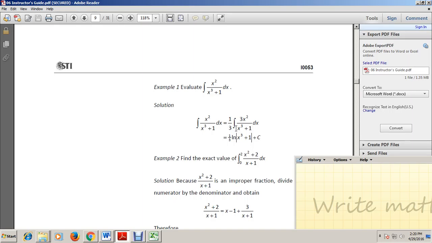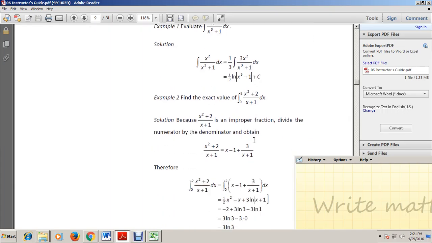Now the next obvious step is to perform the integral of du over u, which is ln of u. The result becomes 1/3 ln of u, then plus c. Of course, this becomes 1/3 ln of x cubed plus 1, then plus c. So that is why our answer here is 1/3 ln of x cubed plus 1, then plus c.